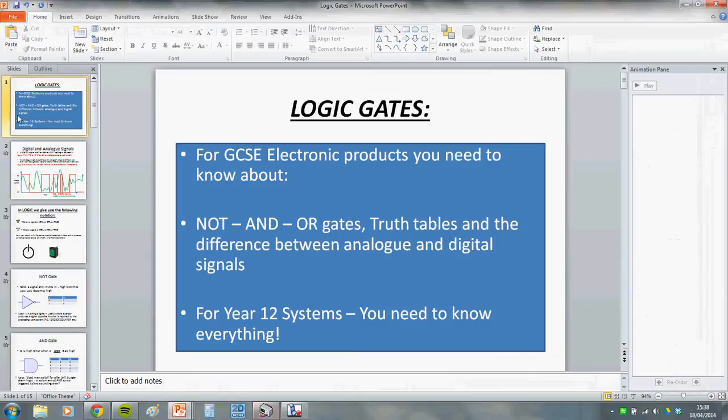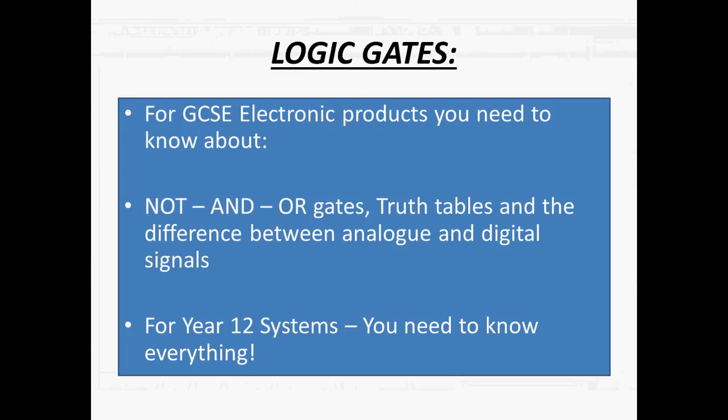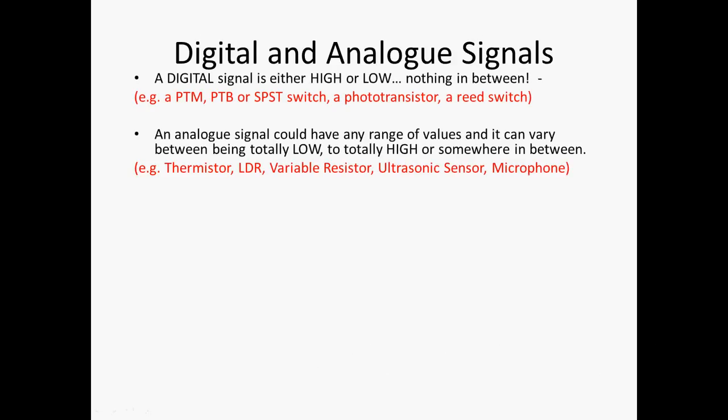So, before we can do anything about logic gates, you need to understand a few basics. Hopefully we've covered this in class before, but if you don't remember, you need to know about this stuff: what a digital and an analog signal is. So, as it says there, a digital signal is one that's only got two possible states.